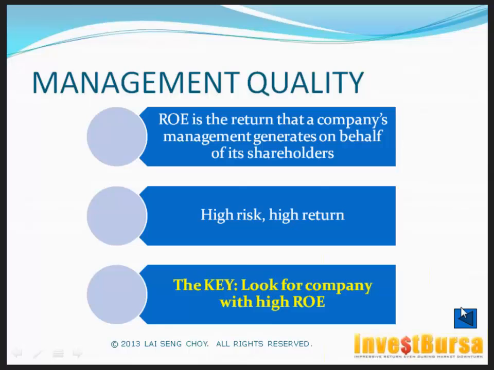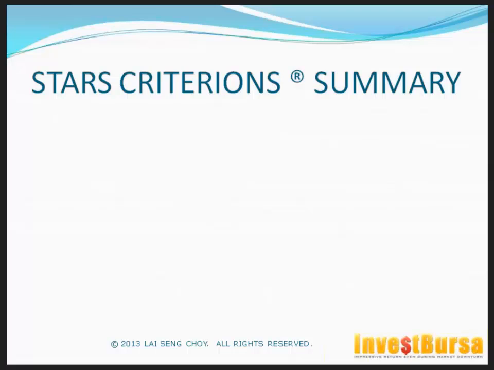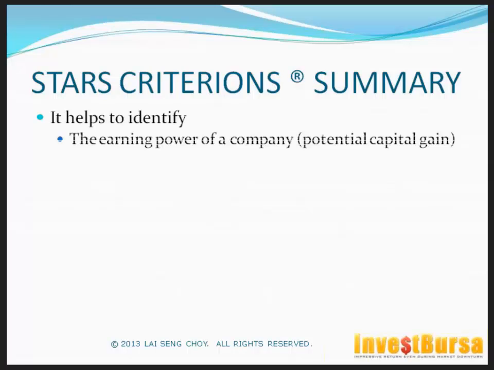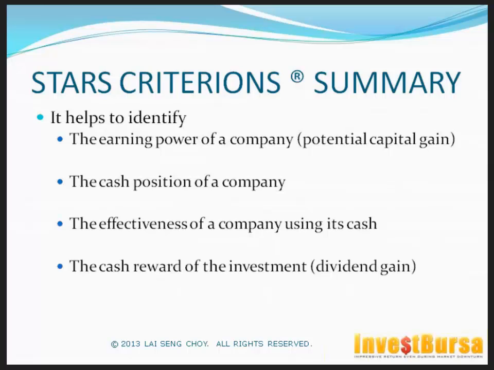Actually, my STAR criterion is helping me to identify the earning power of a company, which is targeting the potential capital gain in the future, the cash position of a company, the effectiveness of a company using its cash, the cash reward of the investment, which I'm talking about here, the dividend received, and last but not least, the quality of the management. Now, the next question is, how do I evaluate each of these criterions?